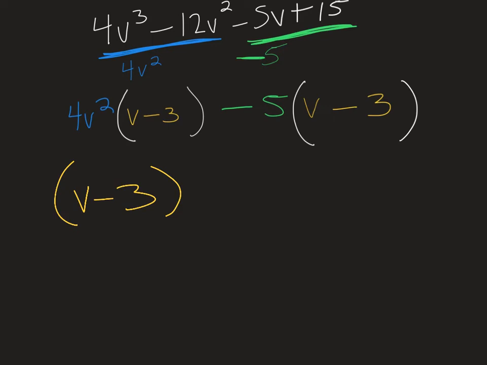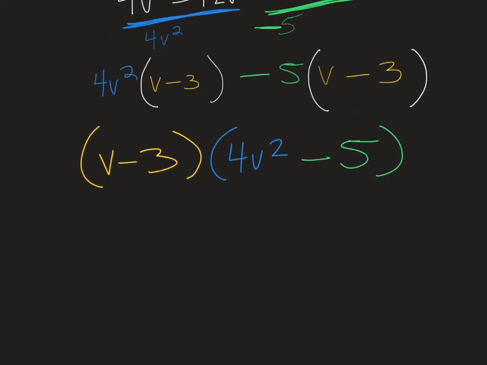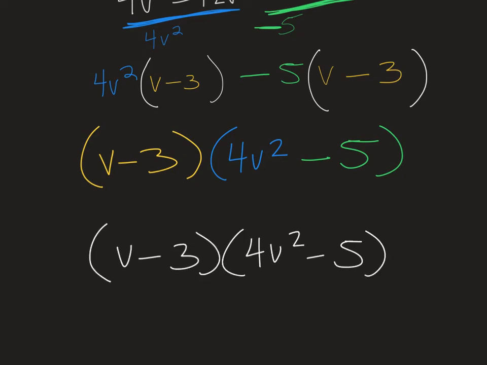So if you haven't already done it, I'm going to give you a second again to pause the video, check, and see whether or not you've done that correctly. So I'm going to give you a minute. Hopefully you've already paused the video and checked, so I'm going to go ahead and keep going. So you've got the 4v to the second, and then the minus 5 go together in a binomial. So I'm just going to rewrite this without the color coding now. Your final fully factored version is v minus 3 and 4v to the second minus 5.